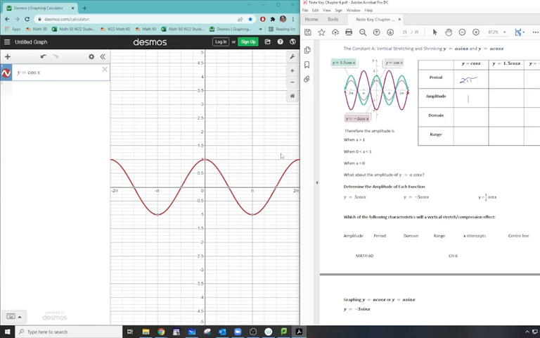Amplitude being the distance from the center line up to the max or the min. The domain is -infinity to infinity. And the range is -1 to 1.